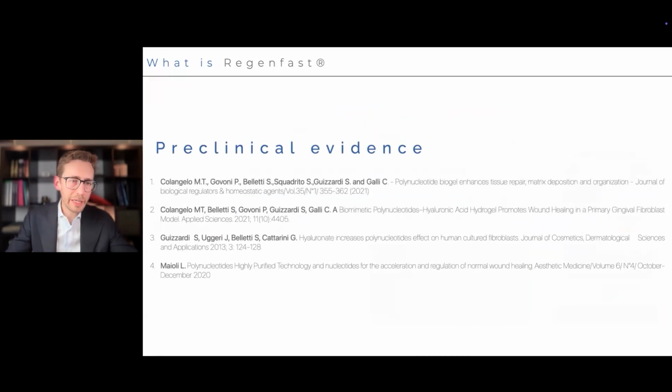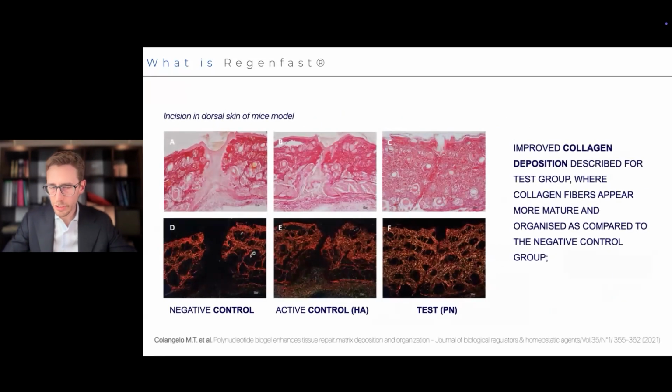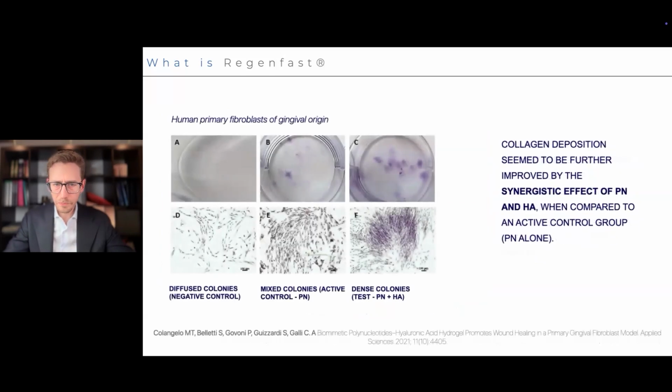Of course, we have some preclinical evidence supporting the effectiveness of this technology. For example, when we perform an incision in the dorsal skin of a mice model, we can identify that the use of polynucleotides, as compared with a negative control or with the use of hyaluronic acid, improves the deposition of collagen fibers, both in a qualitative way and from a structural organization standpoint, where we see that the collagen fibers under the inductive effect of polynucleotides are better organized and more robust. What is more interesting to see is the combination of polynucleotides and hyaluronic acid together.